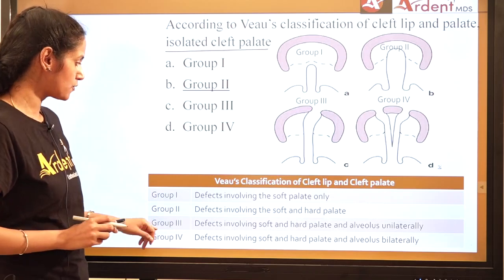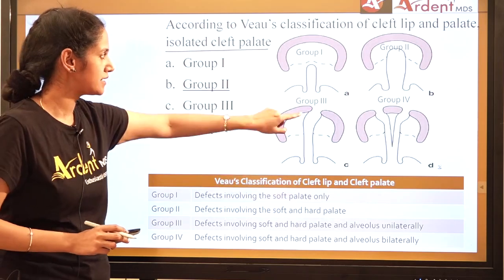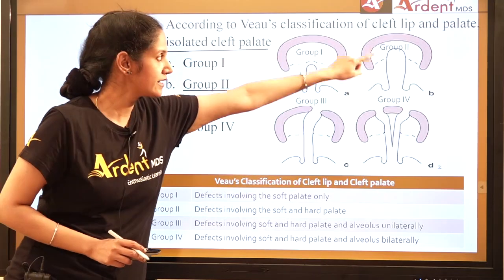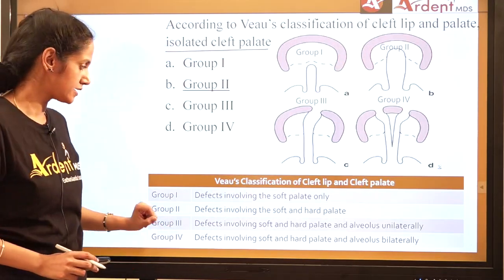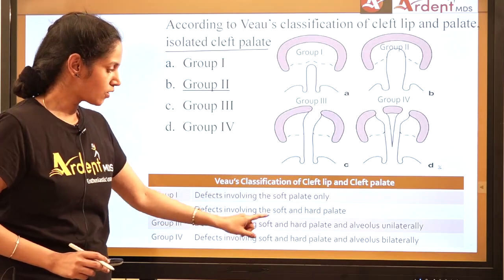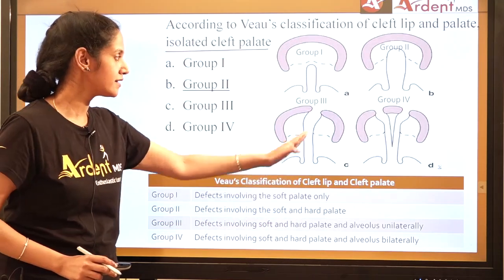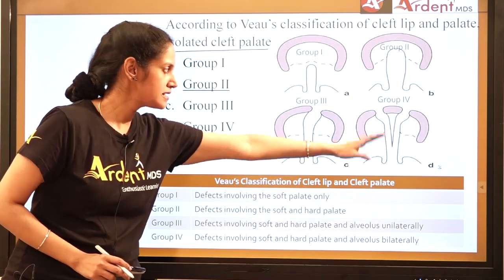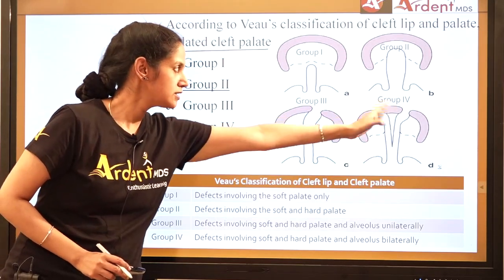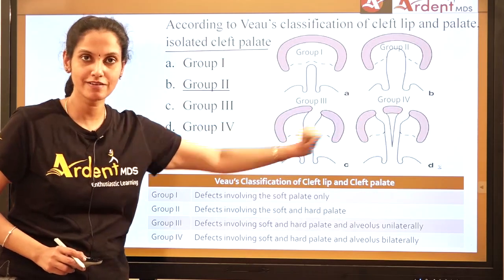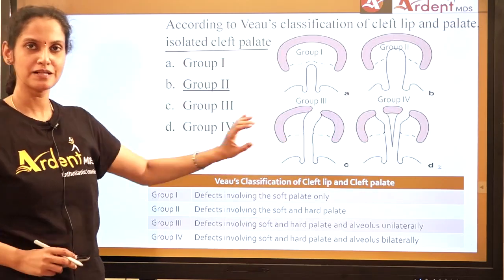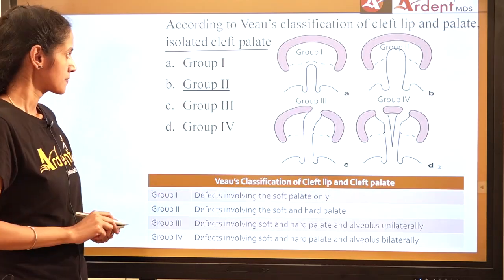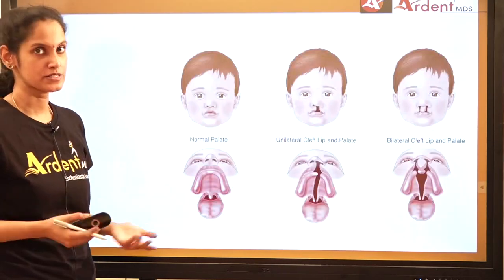Alright. So group 1 is defects involving the soft palate alone. Okay. And group 2, defects involving the soft palate and hard palate. Group 3 is the cleft involving the soft and hard palate and the alveolus unilaterally. And group 4, soft palate, hard palate, alveolus bilaterally. Alright. So this is a very simple classification for cleft lip and cleft palate. You might have questions on this.